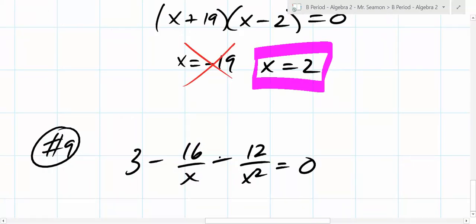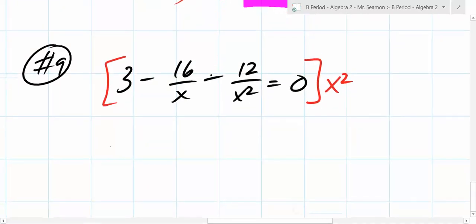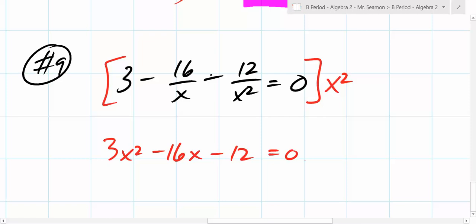Nice. What's the best way to attack this? What should I do first? Multiply by what? X squared, yeah. So you end up with 3x squared minus 16x minus 12 is equal to 0. Is that a quadratic? Yes.